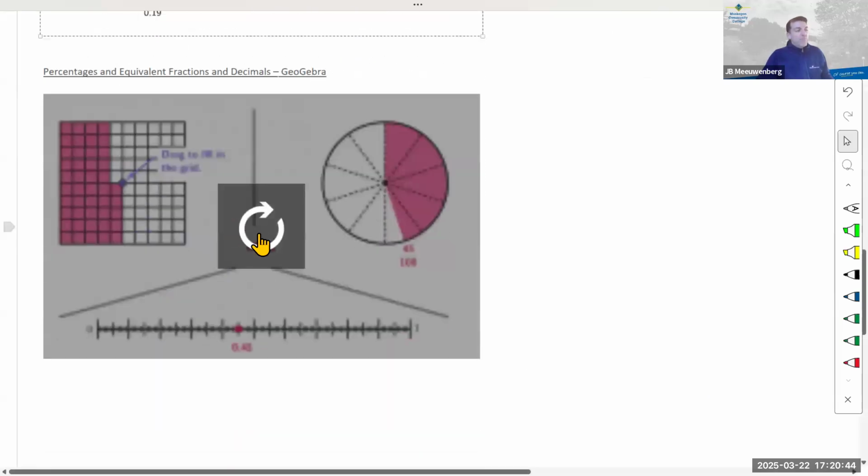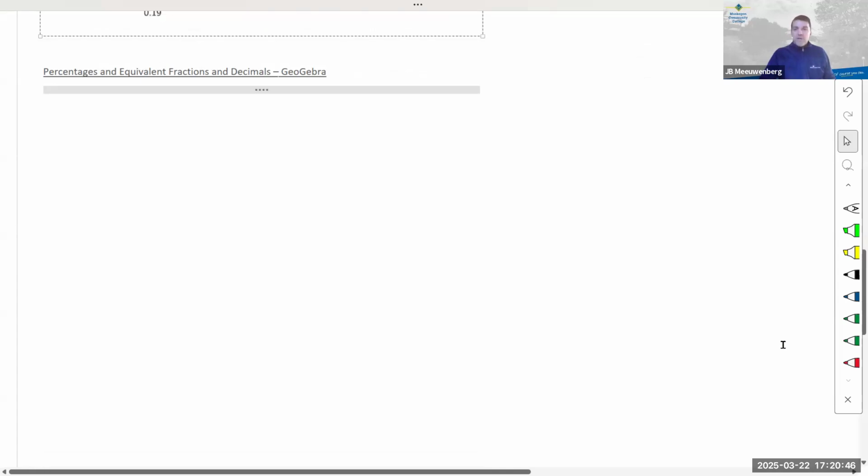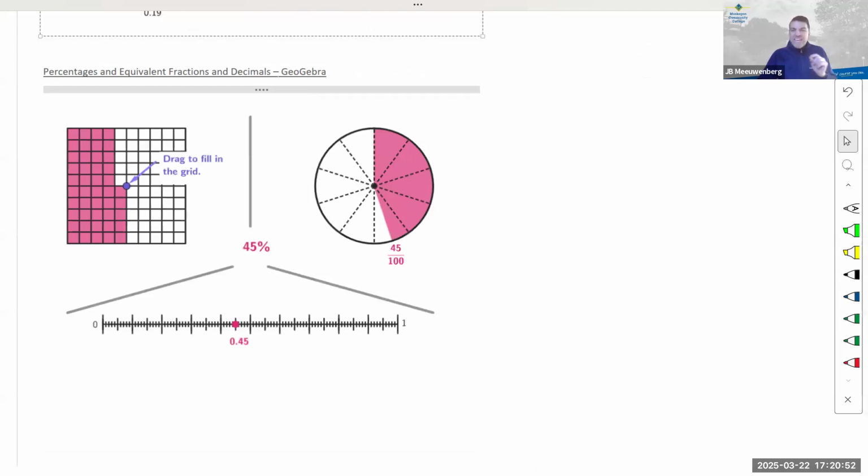Another one that I have in Blackboard is similar, but it takes it one step further as well. It also changes the way in which you can manipulate the information. What you'll see in the middle is the percentage that we are representing. Along the bottom is that same decimal number line. We also see the fraction version over here represented in this pie chart. So we can see that it represents that fraction.